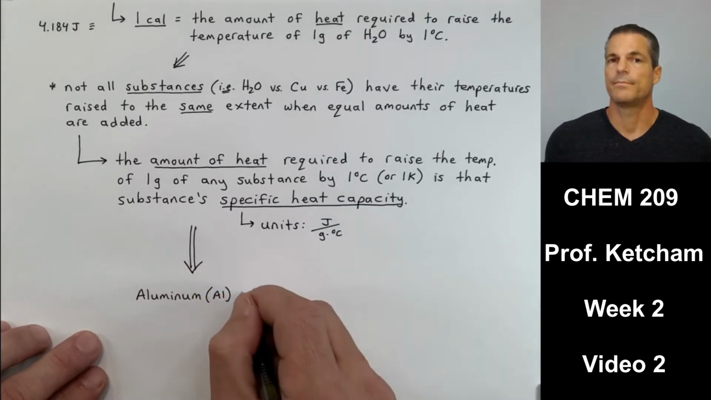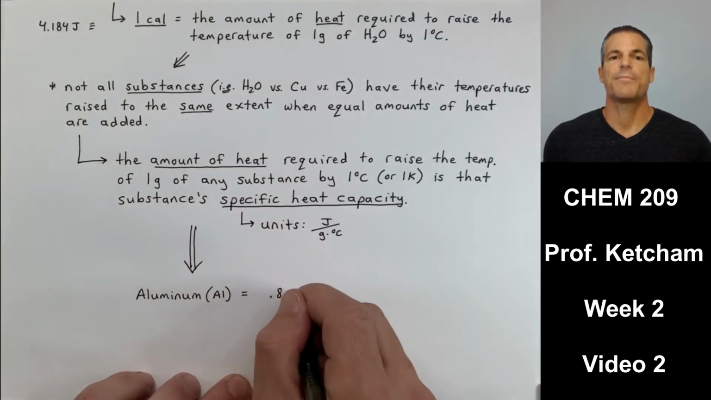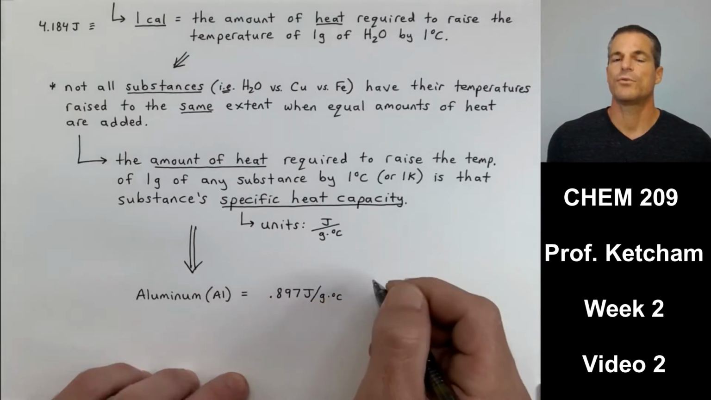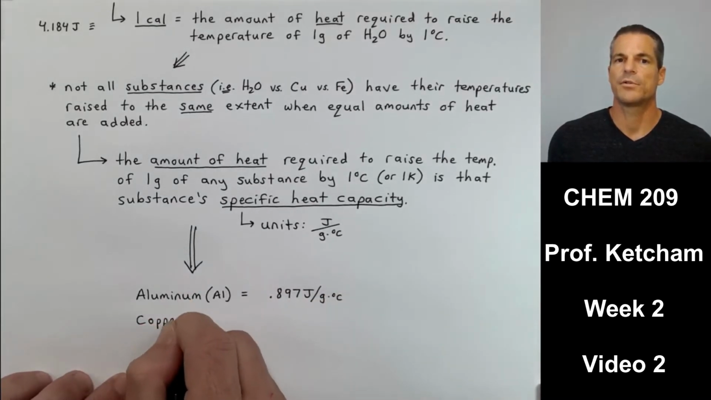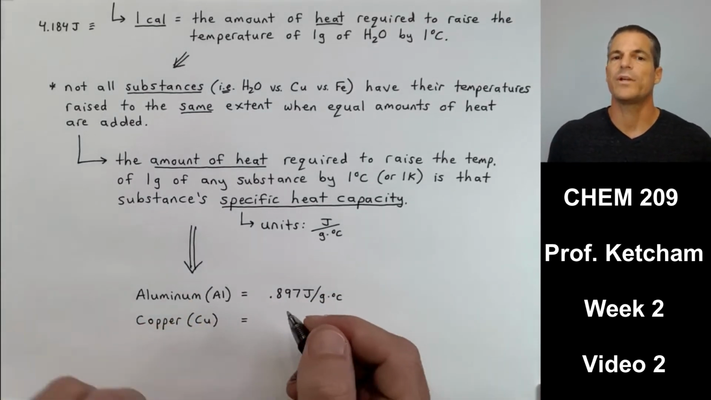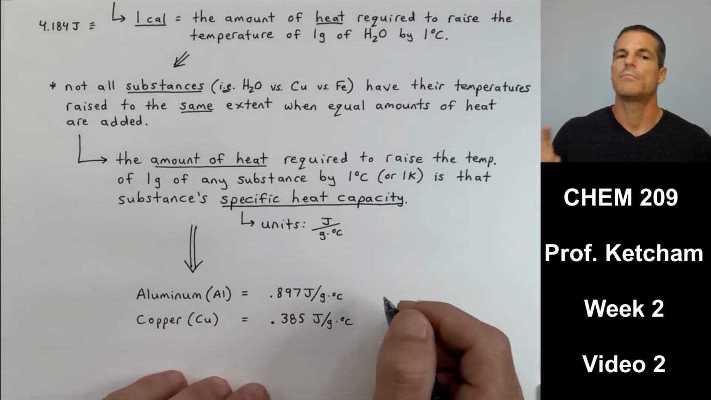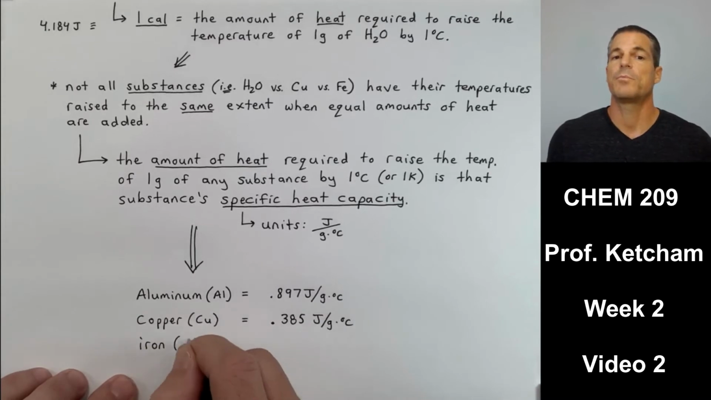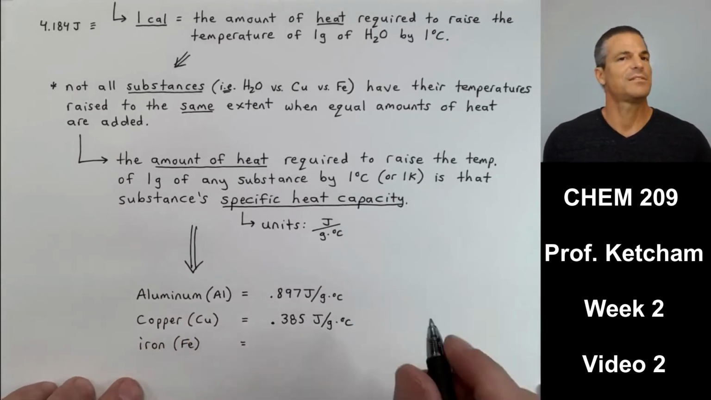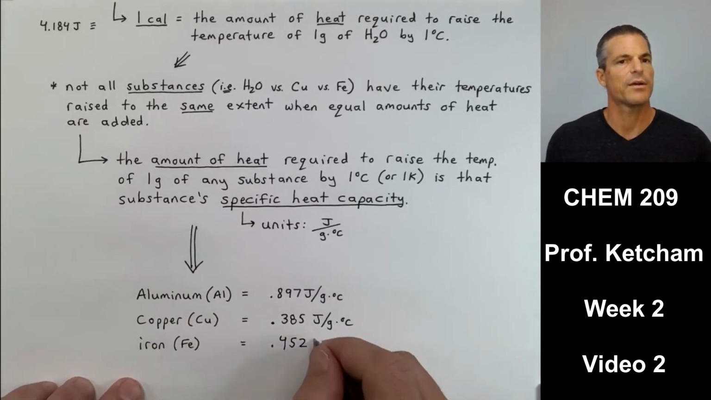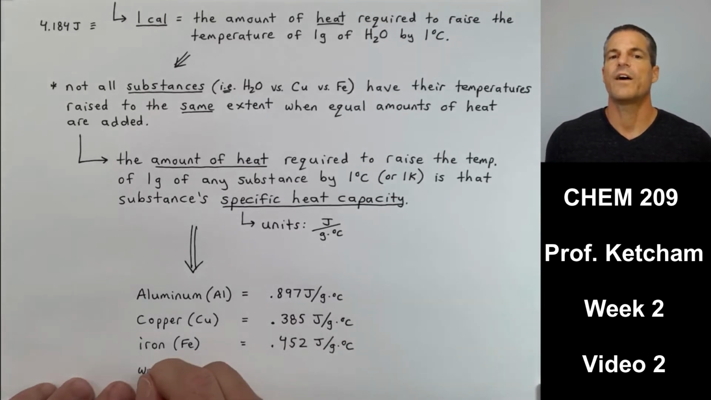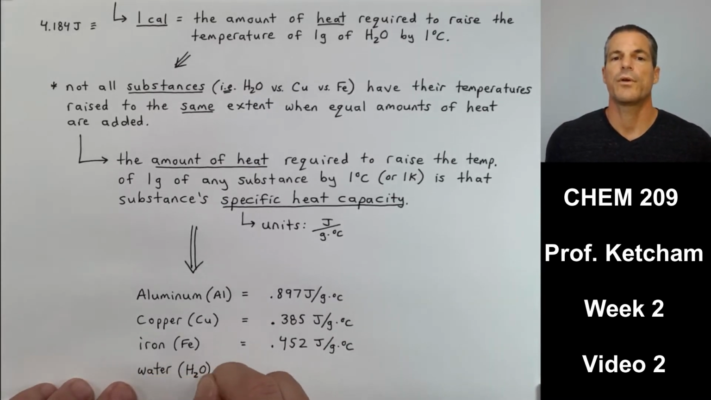For aluminum, specific heat capacity is 0.897 joules per gram per degree Celsius. That means it takes 0.897 joules of energy to raise 1 gram of aluminum by 1 degree Celsius. Copper is 0.385, doesn't take as much heat. Copper gets hotter quicker. Iron, 0.452, joules per gram per Celsius.